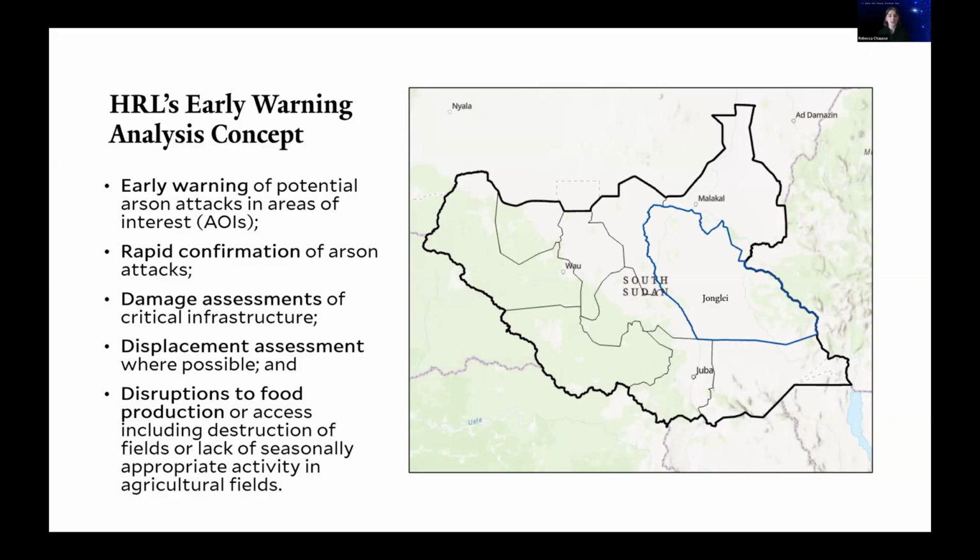Following this analysis, we get a human security incident confirmation, and we will then be able to monitor the communities for months following the attacks to assess for what we call the domino effect of human security incidents or arson attacks.